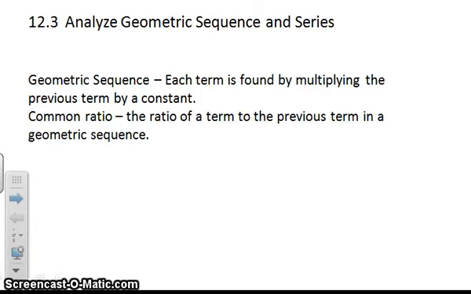This is lesson 12.3, analyzing geometric sequences. Today is January 31st. This is period 2.